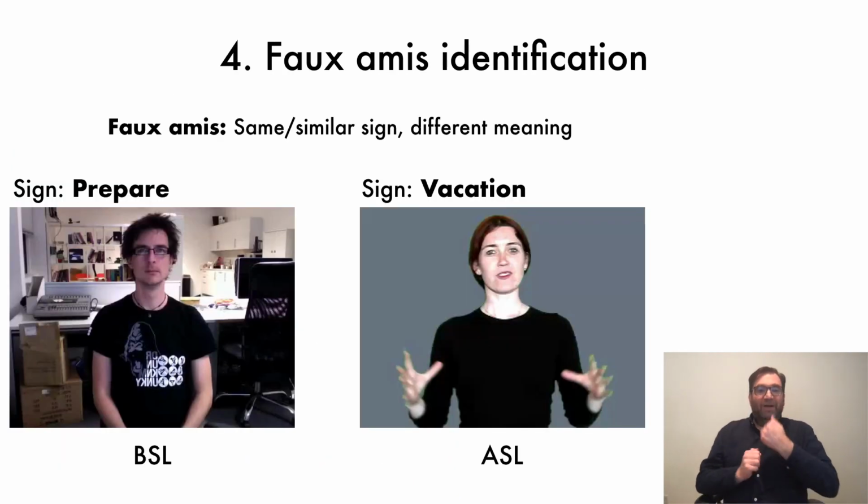Finally, we demonstrate the potential of our model to discover cognates between British and American sign languages by retrieving nearest neighbors according to visual embedding similarities.